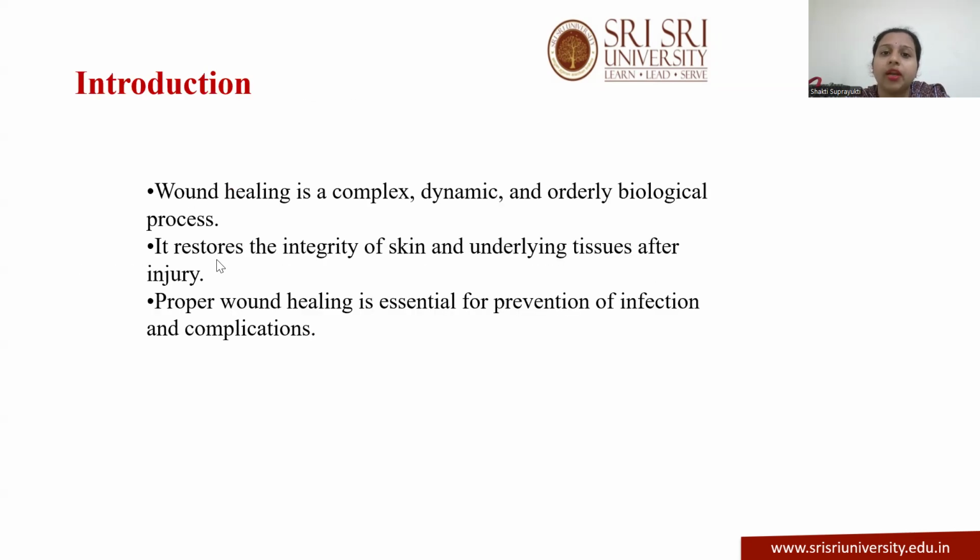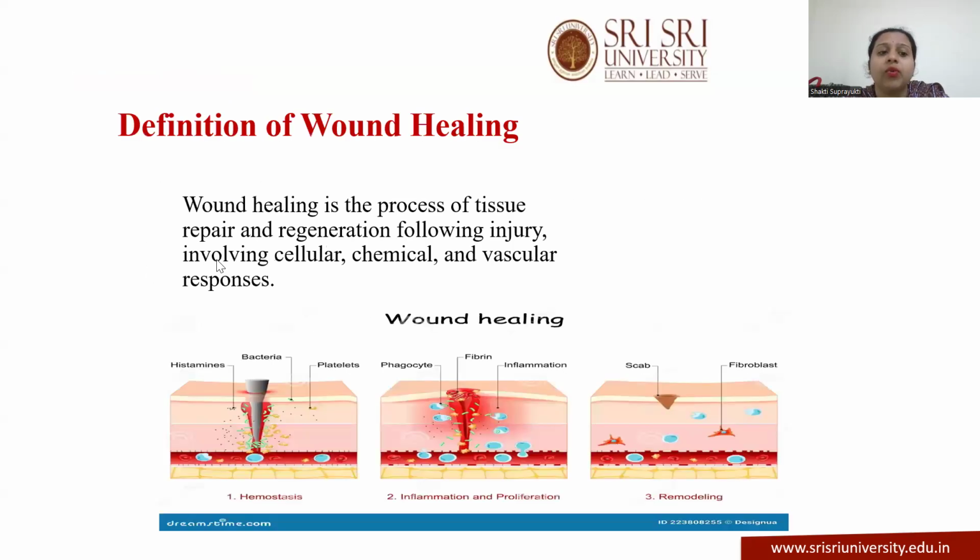Then the introduction of wound healing. Wound healing is a complex, dynamic, and orderly biological process. It restores the integrity of the skin and underlying tissues after injury. Proper wound healing is essential for the prevention of infection and complications. Then the definition of wound healing. What is wound healing? Wound healing is the process of tissue repair and regeneration following injury, involving cellular, chemical and vascular responses.